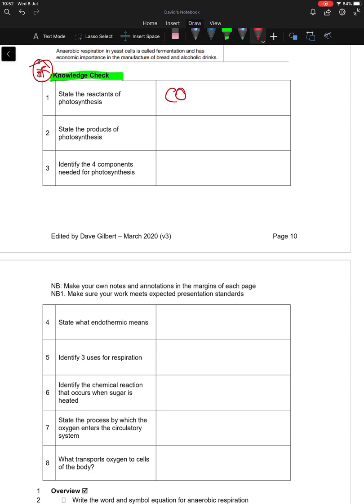So reactants for photosynthesis, by now hopefully you'll know there's CO2 and water. The products you'll know that are oxygen and glucose. What are the 4 components needed for photosynthesis? So hopefully you remember there's CO2, light, water, and chlorophyll.